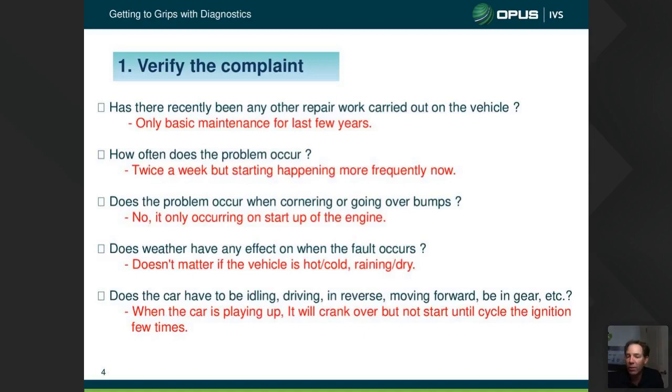Does weather have any effect on when the fault occurs? It doesn't matter if the vehicle's hot or cold or it's raining or dry. Does the car have to be idling, driving in reverse, moving forward? These are standard questions we ask. When the car is playing up, it will crank over but not start until we cycle the ignition a few times. So we actually got a little bit more information by using some open-ended questions with our customer, which is kind of a good thing.